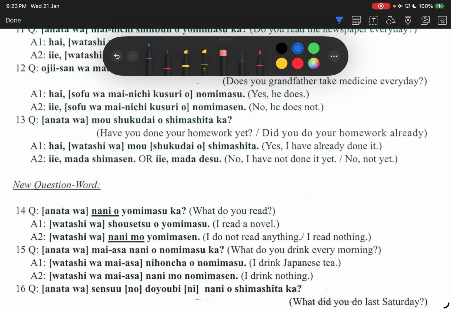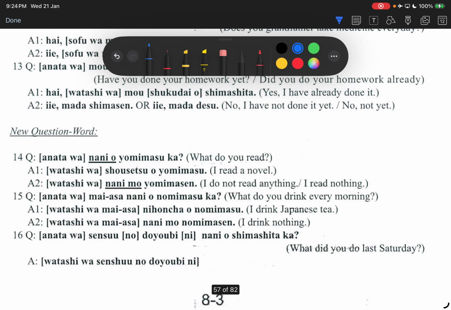Okay, then after that, next one. 15. Mae asa nani o yomimasu ka? So every morning, what do you drink? Nihonja o nomimasu. So I drink nihonja. Nani mo nomimasen. I drink nothing. What also never drink, right? Nani mo nomimasen. Number 16.